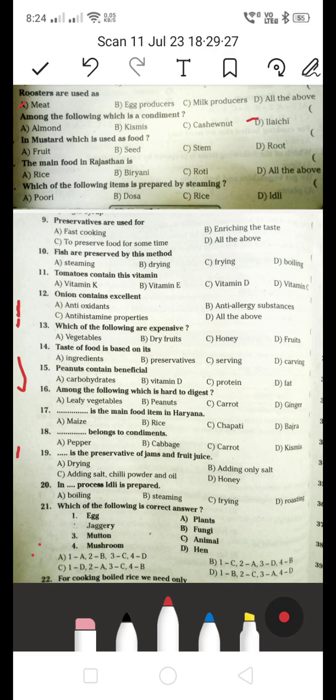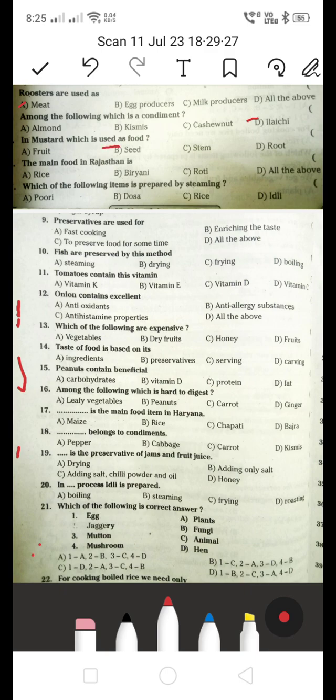In mustard, which part is used as a food? Is it A fruit, B part of seed, C stem, or D root? Which is the right answer? In mustard, we use the seeds as food. It's a seed. B is the right answer.